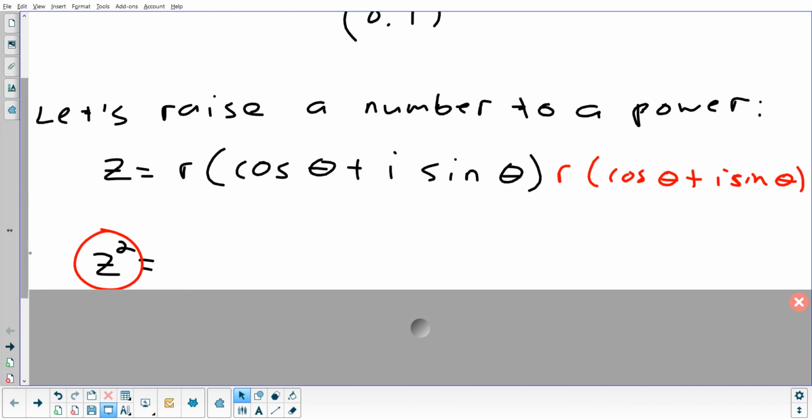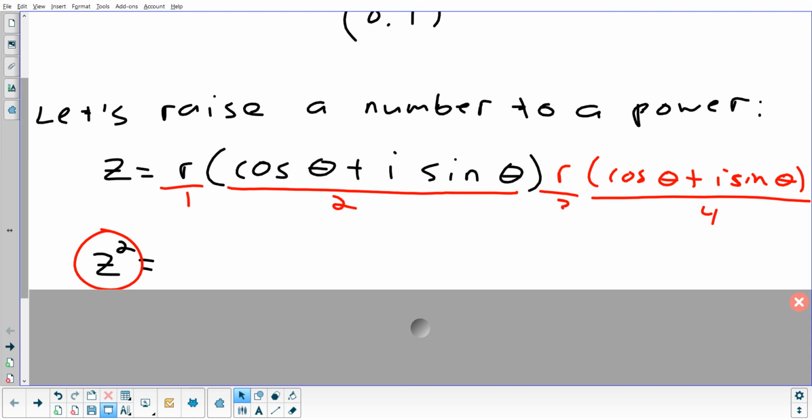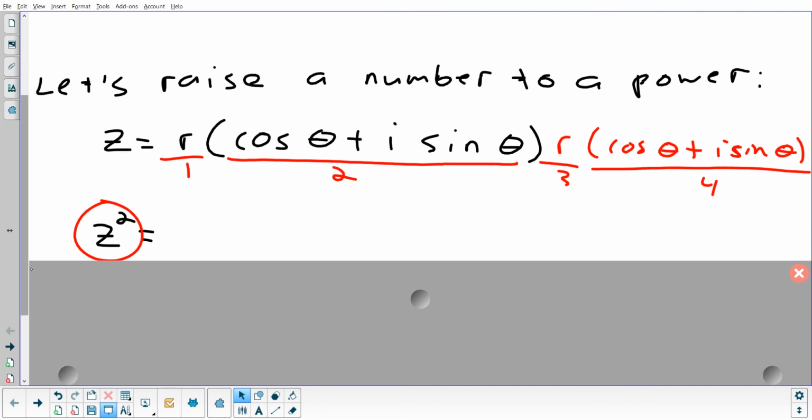Right? So if you want to square z, you've got 4 terms you need to multiply together. 1, 2, 3, and 4. Well, terms 2 and 4 have to be FOILed because they're binomials. They have a plus sign. Terms 1 and 3, those can just be multiplied the way they are. So we could just do 1 times 3 and write that down. So let's start multiplying all this together. What's 1 times 3? What's r times r? Yep. R squared.